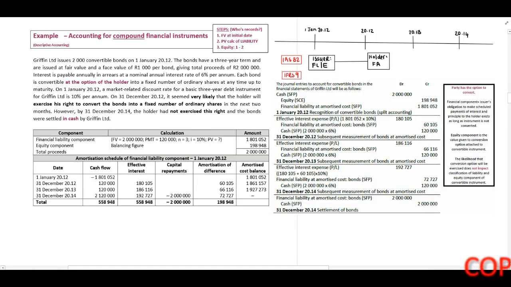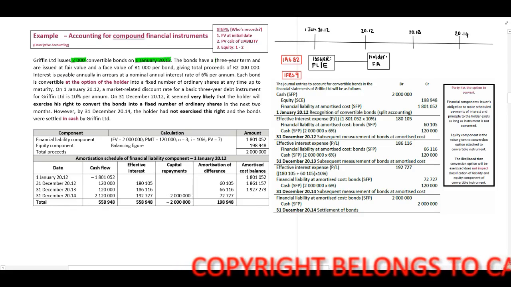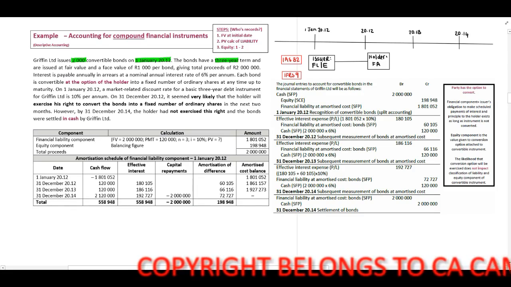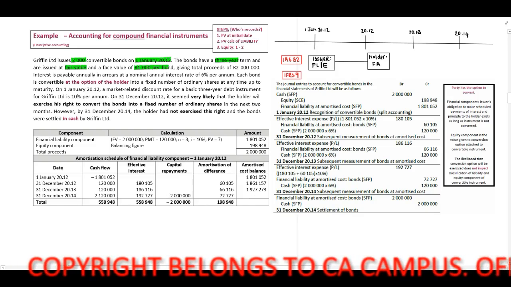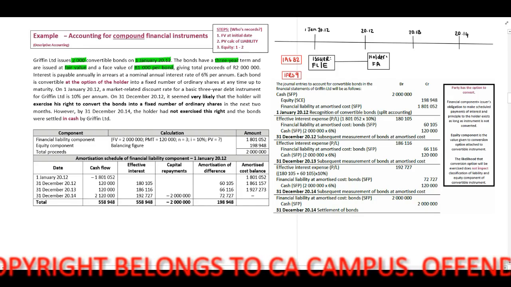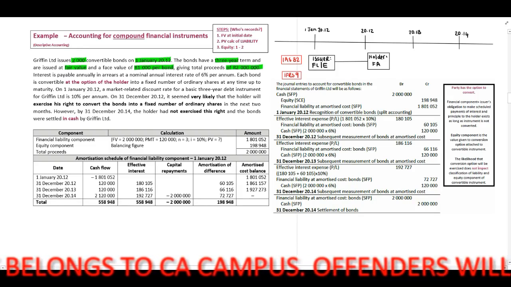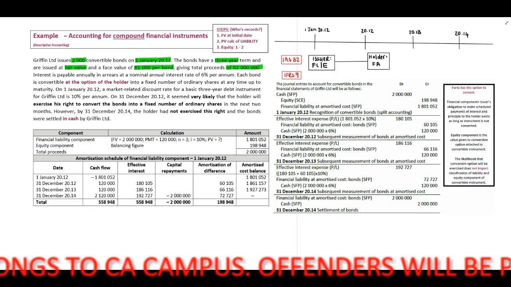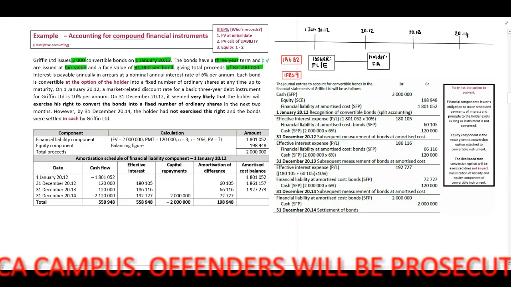This example includes a compound financial instrument. Griffin Limited issues 2,000 convertible bonds on 1 January 2012. The bonds have a 3-year term and are issued at fair value and a face value of 1,000 Rand per bond, giving total proceeds of 2 million. Important to identify, guys, that this 2 million will be our future value of this bond.